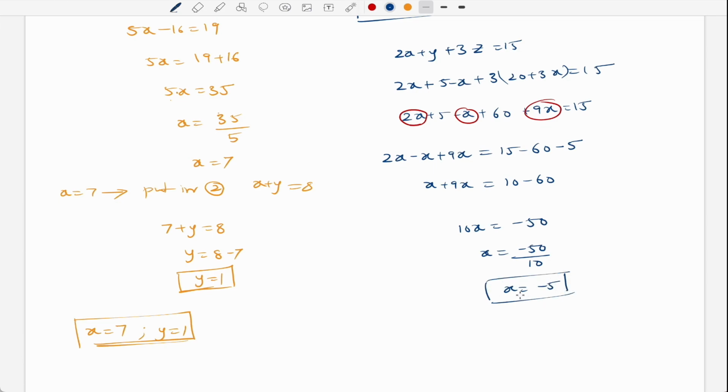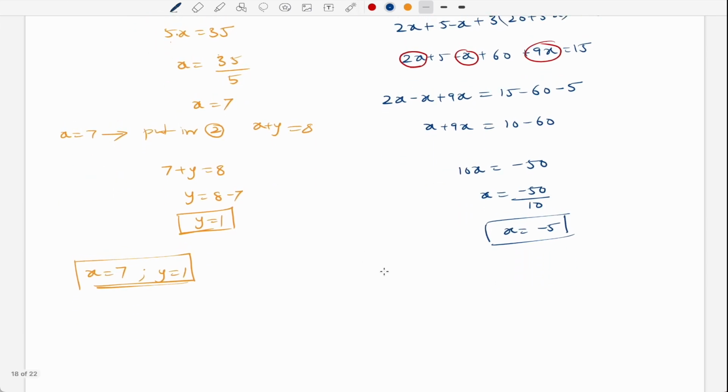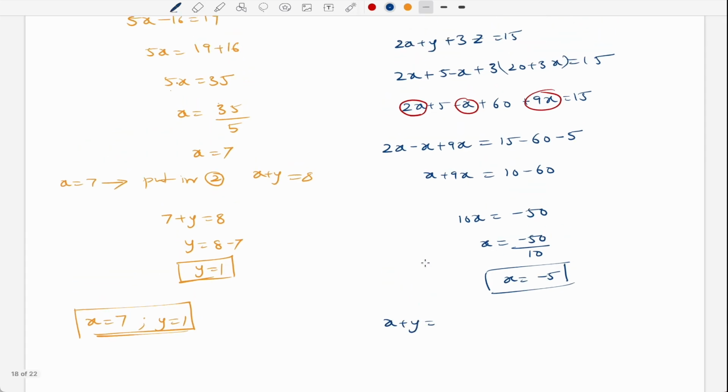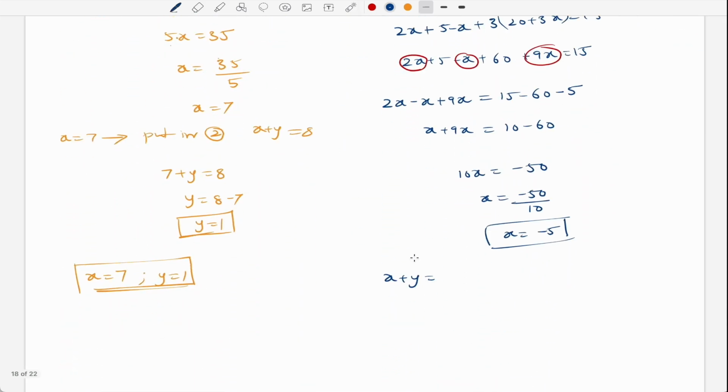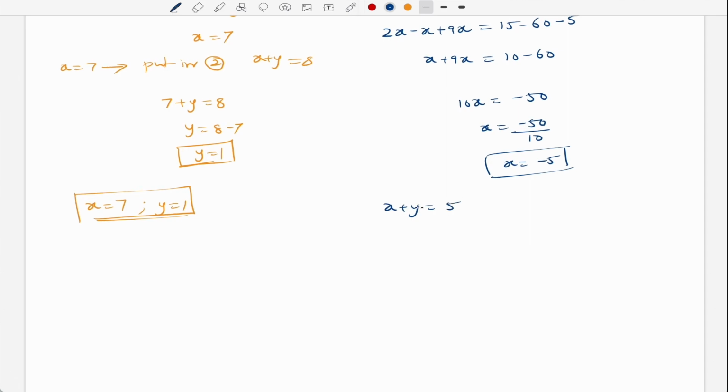So we have an x value. So we have the equation, right? x plus y is equal to, what is the value, x plus 5 is equal to 5, right? So if x is equal to minus 5, the y value becomes 5 plus 5, and then y is equal to 10. We get our two values.